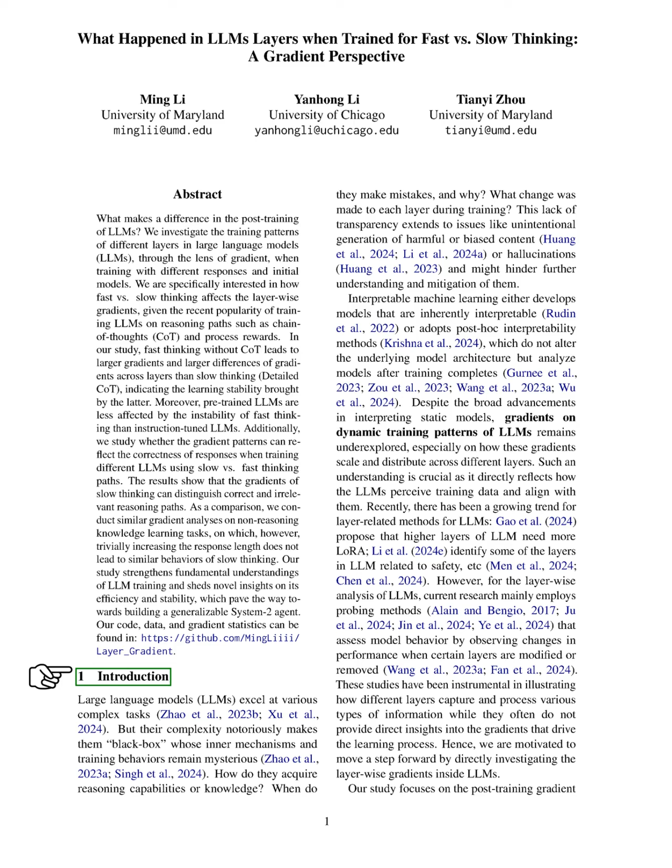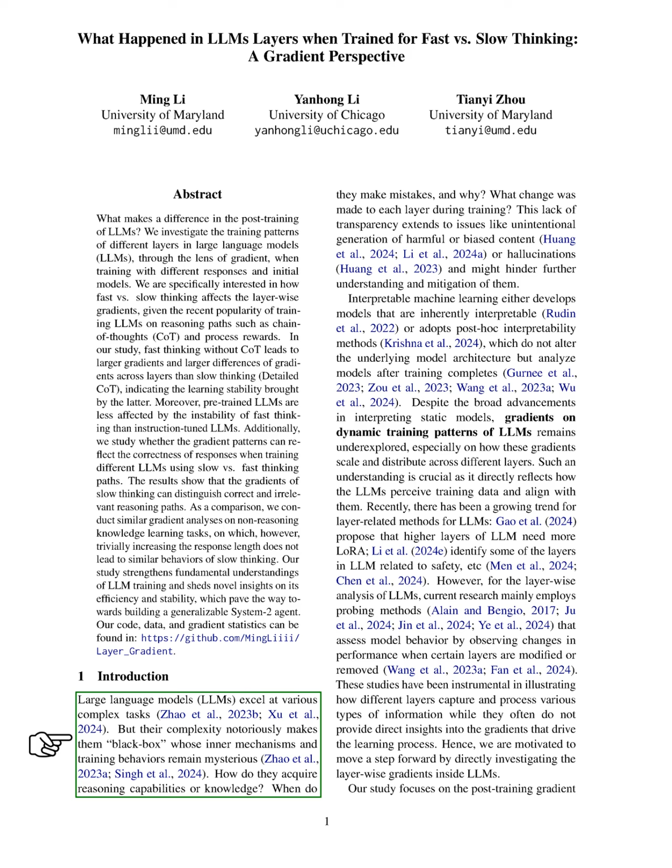Section: Introduction. In this section, we explore the capabilities of large language models, LLMs, and their complex nature, which often makes them difficult to understand. We question how these models develop reasoning skills, when they make errors, and what changes occur in each layer during training. This lack of clarity can lead to issues like the unintended generation of biased or harmful content, which complicates our ability to address these problems.